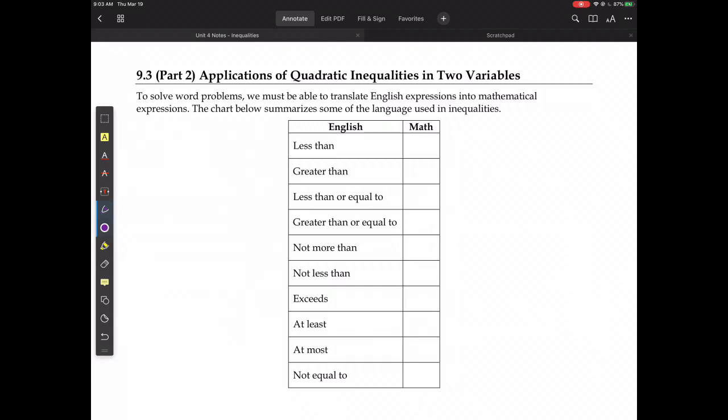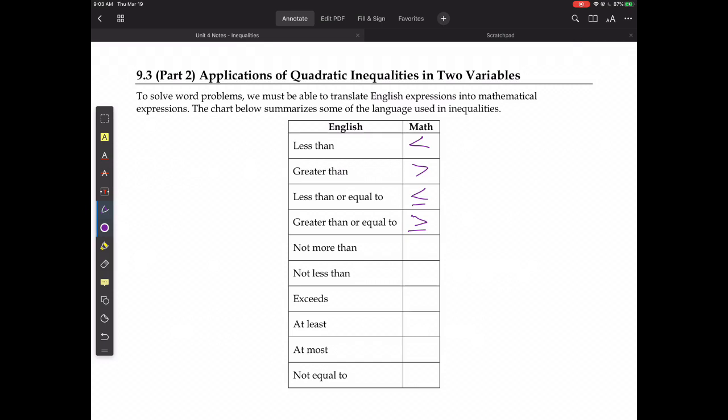Okay, let's take a look at the second part of the applications of quadratic inequalities in two variables. So the first part here is just to help you think about the math language and what it's going to look like. Some of them are pretty basic. We know less than is just going to have that math symbol of less than. Greater than is going to be greater than. Less than or equal to, we should know. Greater than or equal to, we should know.